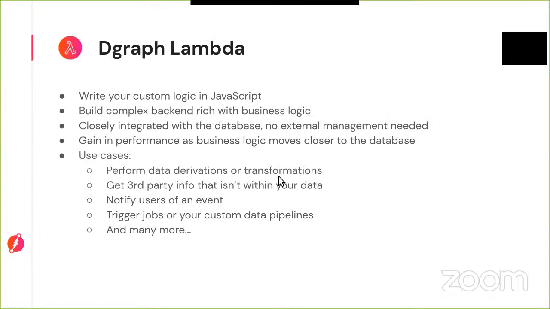Lambda basically provides a way to write custom logic in JavaScript within the GraphQL API itself. That really extends the functionality that you can achieve through Dgraph. In simple terms, it eases the job of developers as they can embed their complex business logic within the backend without having to spin up external servers. We'll also see that with the new redesign, as we closely integrated the Lambdas with the database, there's no need for external management, and we see a good performance gain as well.